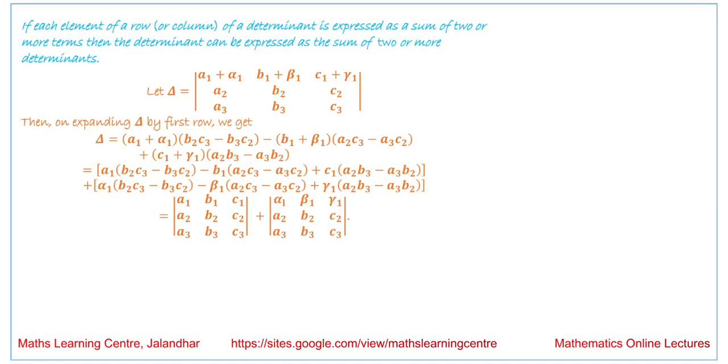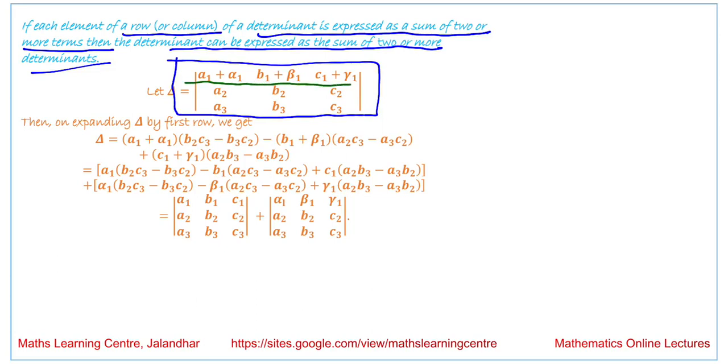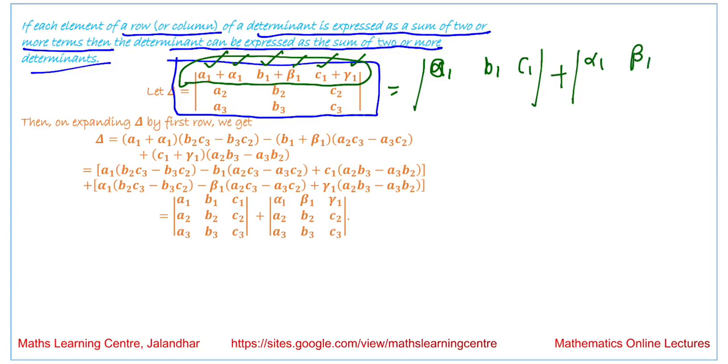The next property we have is if each element of a row or a column of a determinant can be expressed as sum of two or more terms, then the determinant can be expressed as sum of two or more determinants. So we are talking about the determinant of this kind. Look at this first row over here. The elements are represented in the form A1 plus alpha 1, B1 plus beta 1, C1 plus gamma 1. So we can write this as sum of two determinants whose first row is A1, B1, C1. Second is alpha 1, beta 1, gamma 1.